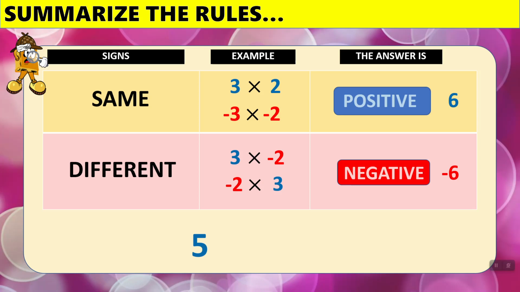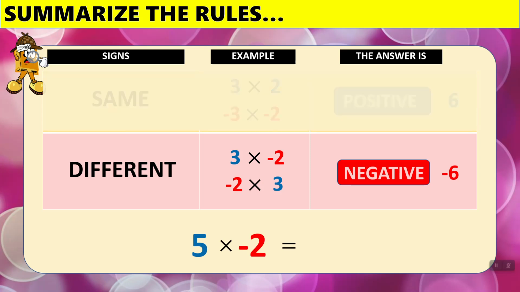So let's look at an example. 5 times negative 2 is equal to what? We can see that 5 is positive, minus 2 is negative, and so we have different signs. That means that our answer is going to be negative. We know 5 times 2 is 10. What kind of 10 is it? It's a negative 10.